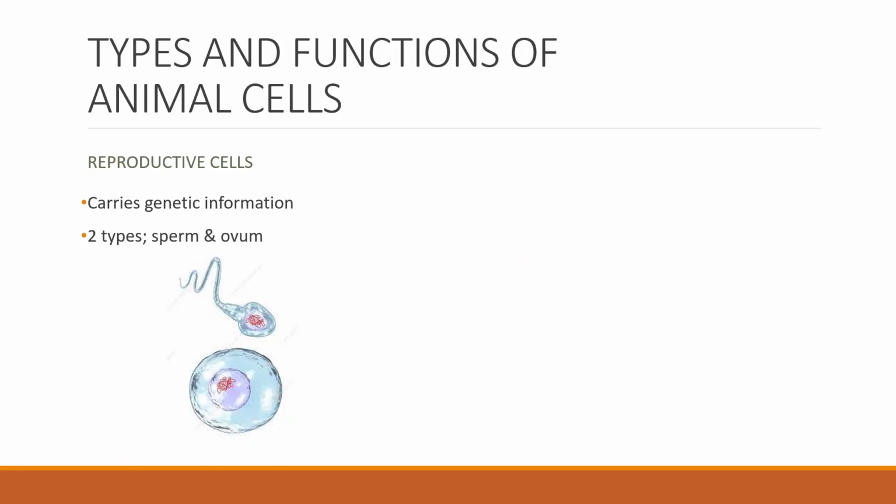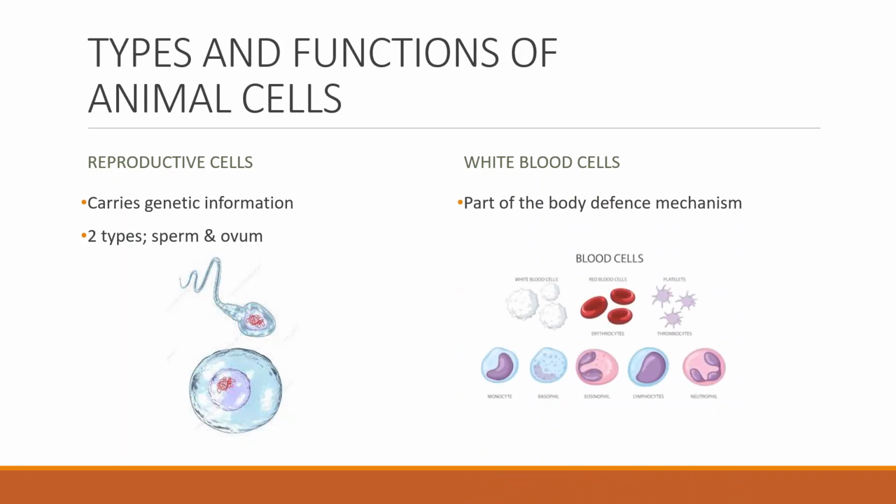On to the next one, you have the white blood cells. White blood cells are part of the body defense mechanism. There are many types of white blood cells. I've taken this diagram which shows everything: white blood cells, platelets. There are 5 types of white blood cells in general, which are these 5 over here. You don't need to know the names, but I'm just exposing it to you. You learn it in your Form 4 biology, if you take biology, that is.